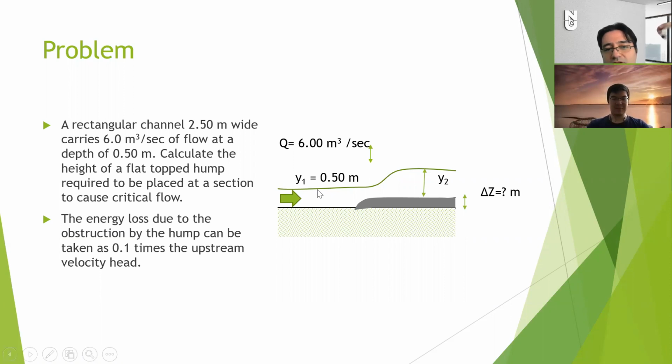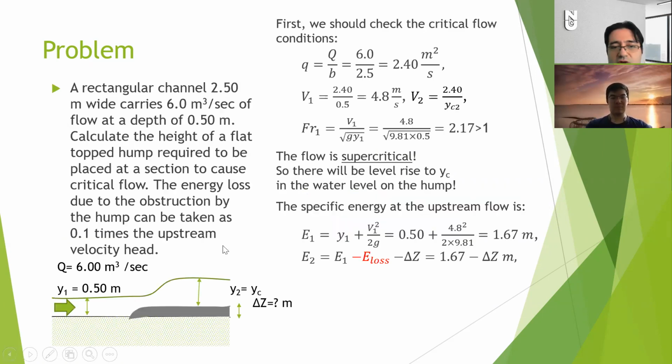Simply, you will calculate the velocity here, and then you are going to calculate velocity squared over 2g. Then you are going to multiply by this 0.1, and then you will get the energy loss. Okay, this is going to be our energy loss. I think it's clear, so let's solve the problem.